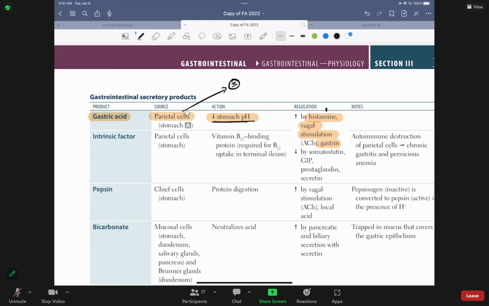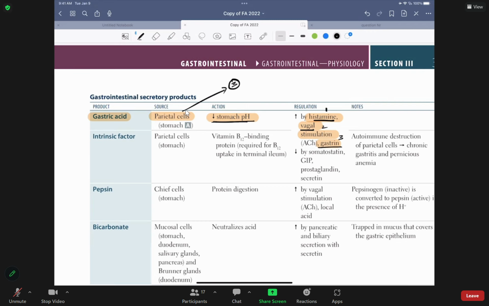One of them goes this way. Which one? Is it the H2 receptors? Okay, that goes there. And then we have vagal stimulation, number 2. Number 3 is your gastrin. So 3 chemicals or structures can stimulate gastric acid. Is everybody clear, folks? Okay, that's important in the pharmacology, okay?